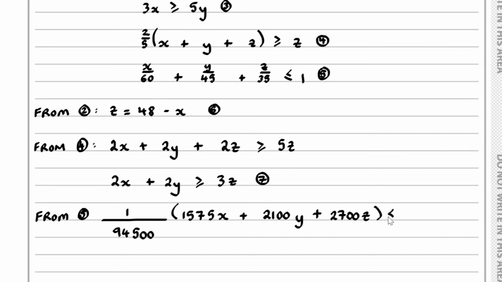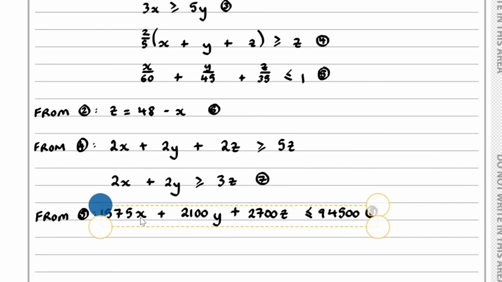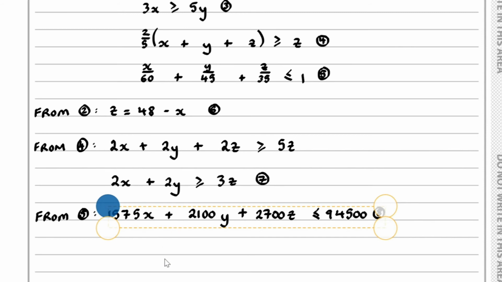And this is less than or equal to, well, what I'll do here is I'll multiply through by this value here. So I've got 94500. And that's if I get rid of this. So this is what we can conclude from equation 5. Let's call this equation 8. And I'm not going to simplify anything right now. We'll just leave that alone. Well, could we actually simplify?